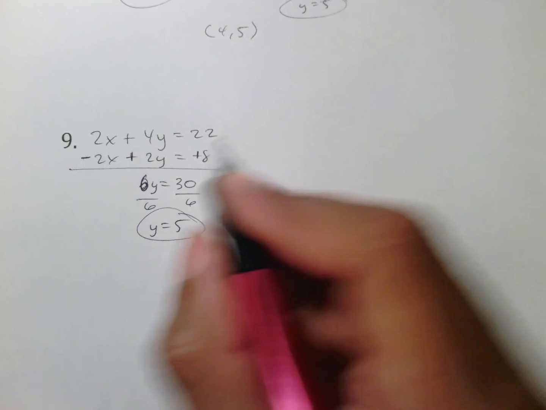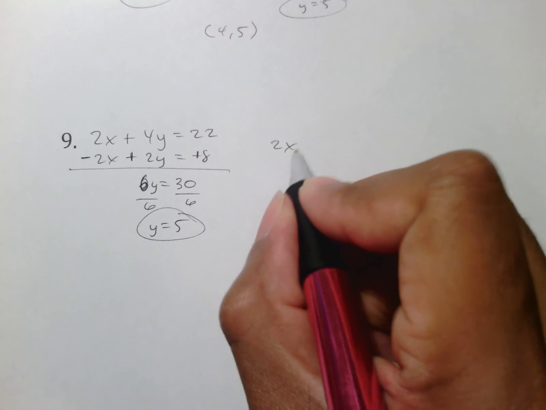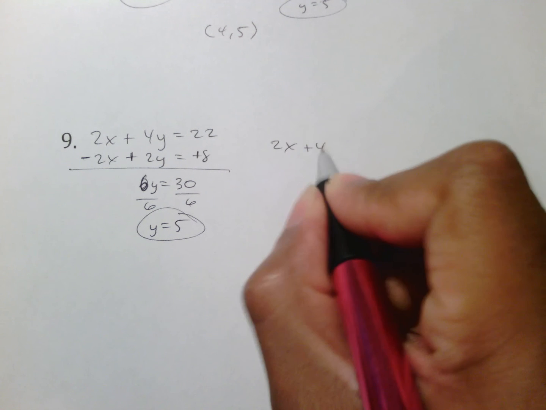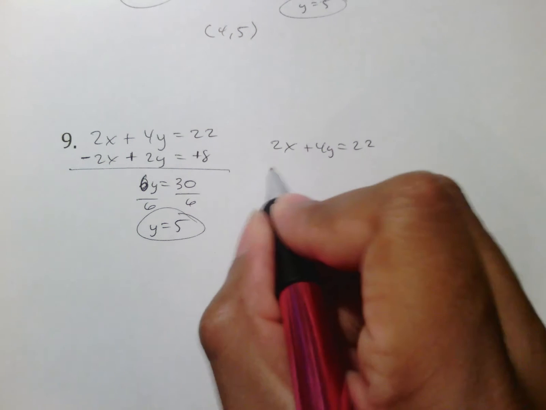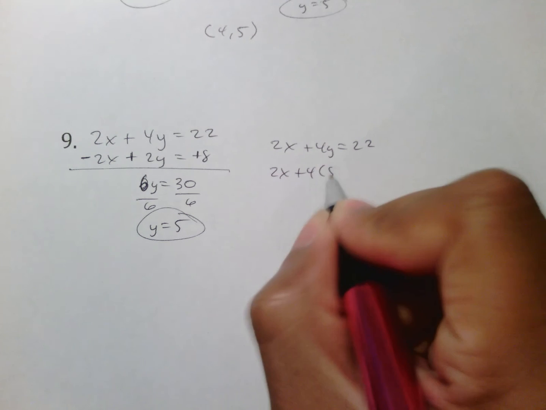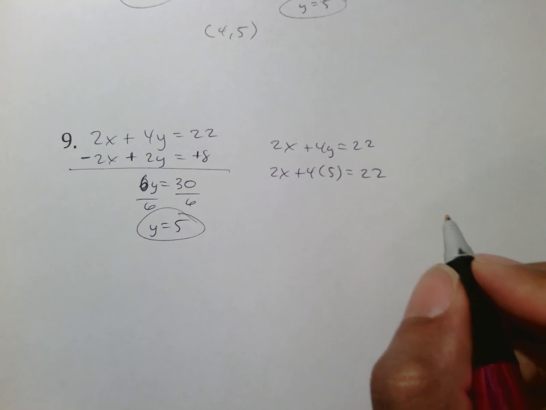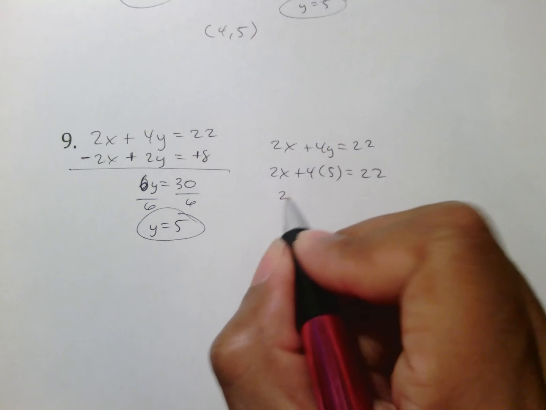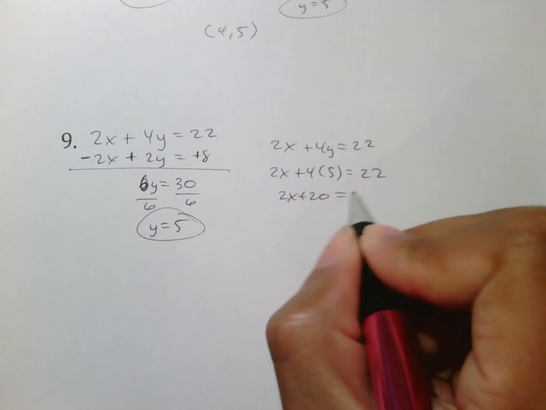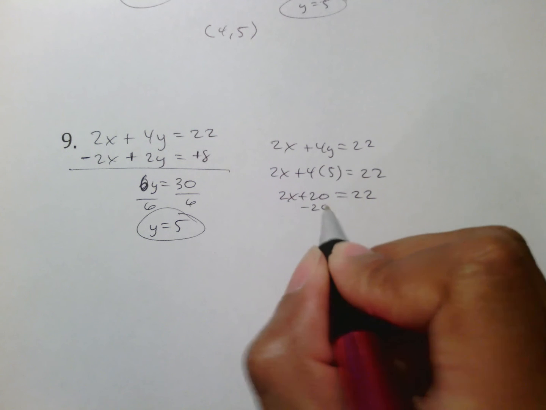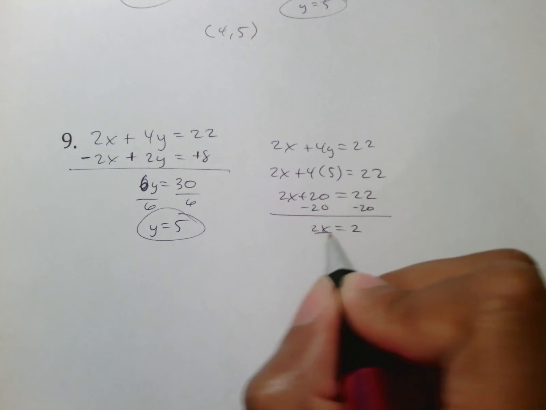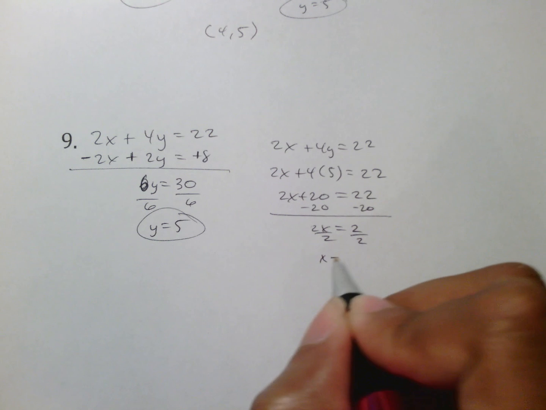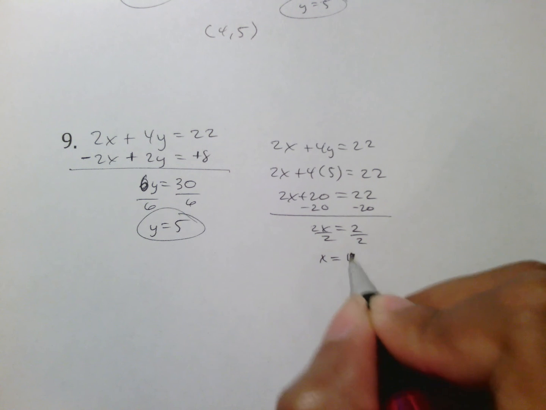Now you take that y and plug it back into one of your originals. So 2x plus 4y equals 22. Turning my y into 5, 2x plus 4 times 5 equals 22. This turns into 20. Subtract your 20 from both sides. Divide by 2, getting the answer of x equals 1.